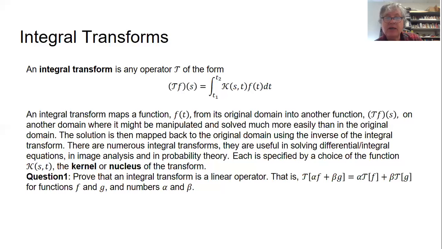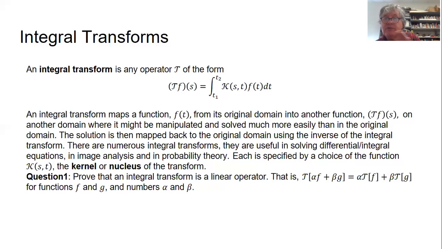There's lots of different integral transforms. Probably the most famous is the Fourier transform. I think that was the first one. They're all useful in doing things like solving equations, or in applied math, they're really important in image analysis. For example, that's how CAT scans and MRIs work. They are also really important in probability theory.